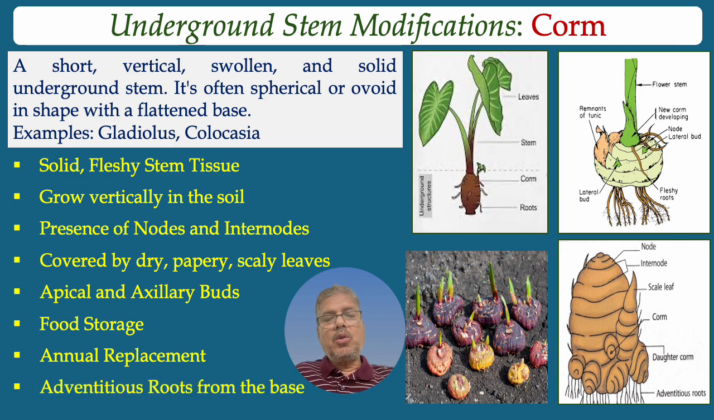The adventitious roots arise from the base of the corm, that is, the basal plate, and grow downwards into the soil.